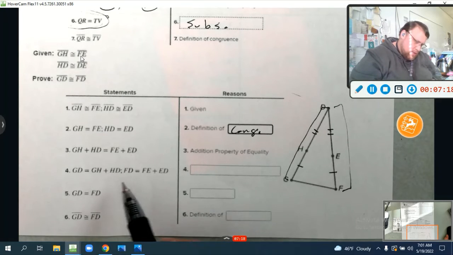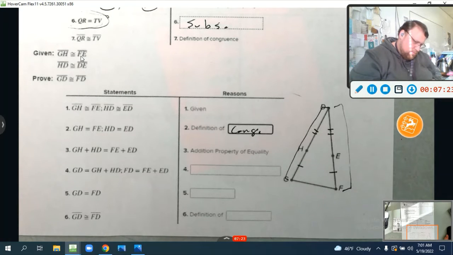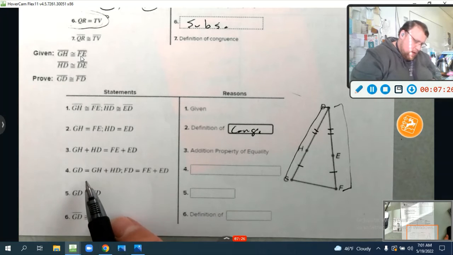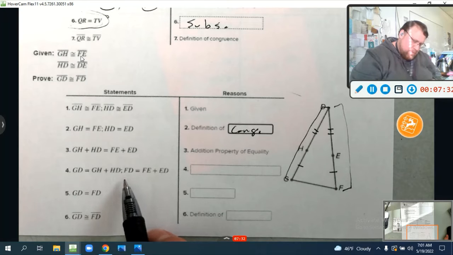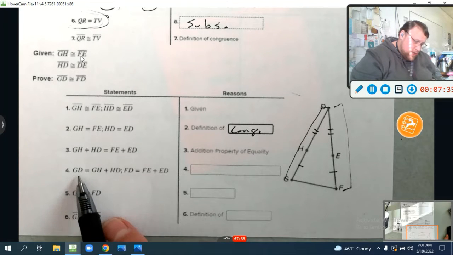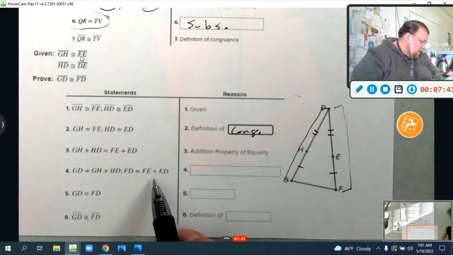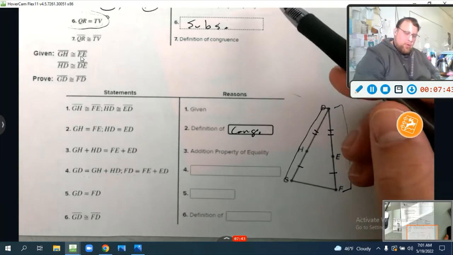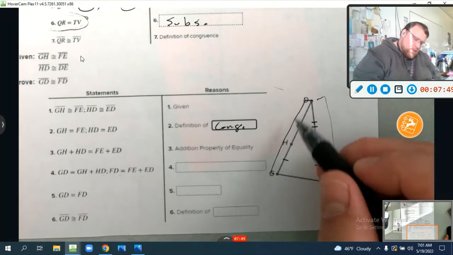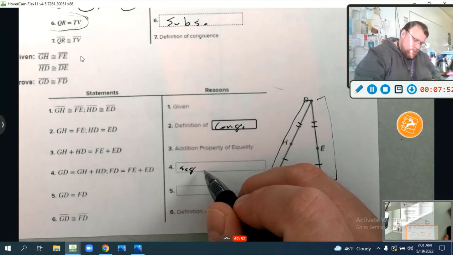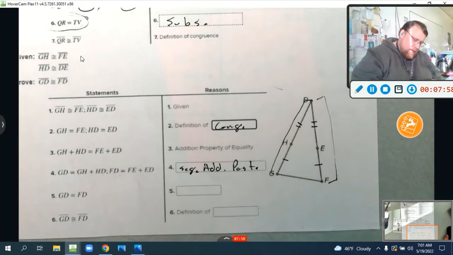So we just said GH plus HD equals FE plus ED, right? Okay. Now we're going to say GD equals GH plus HD and FD equals FE plus ED, that's very similar to what we have up here. Which, what did we use? It's called segment addition. Remember, we're saying the whole is equal to the sum of the parts, so that's the segment addition postulate. We're just getting practice using it.